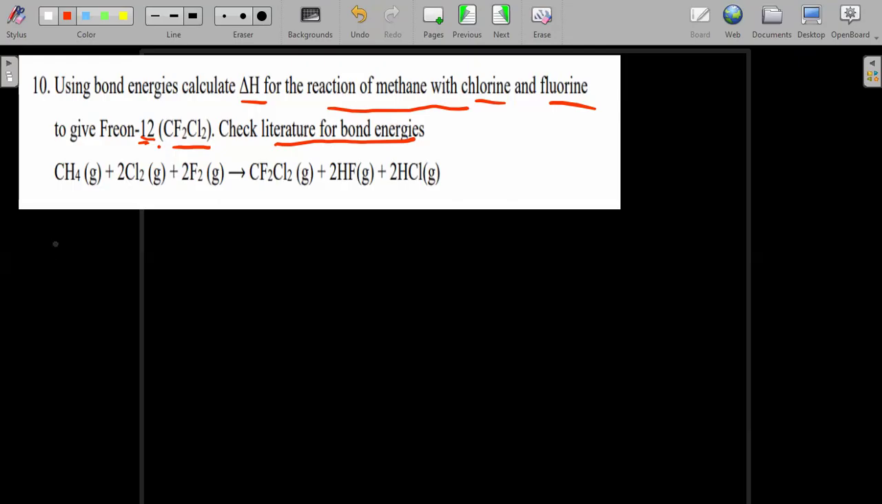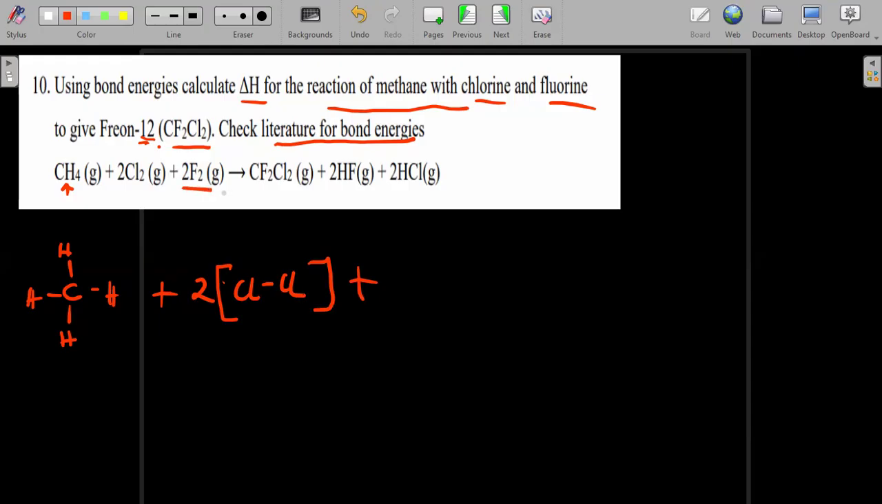So what we need to do here is write the structural formulas of all these compounds that you can see here. The first one here is methane. So methane, we can write it as C bonded to 4 hydrogens like that. And then we are adding this to 2, and in the brackets I have Cl connected to Cl like this. And then plus, here I have 2F, so it means 2, then in the brackets I have F being connected to F.